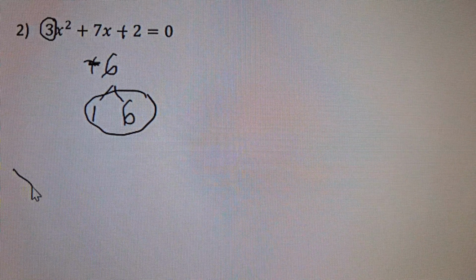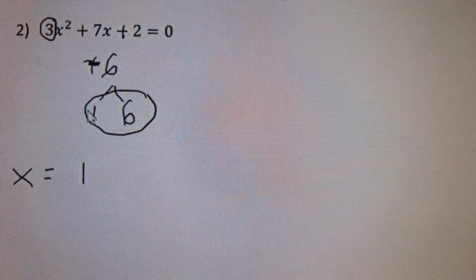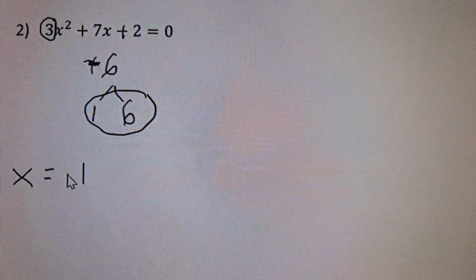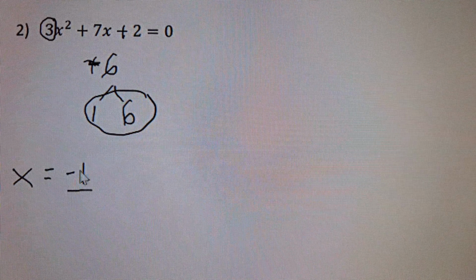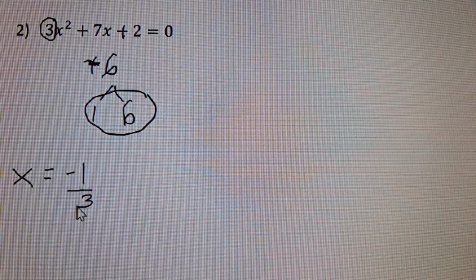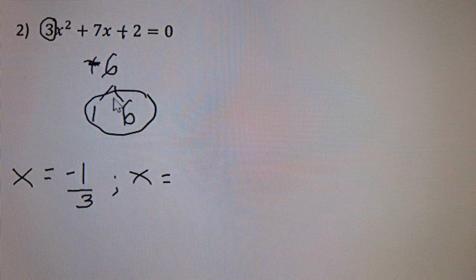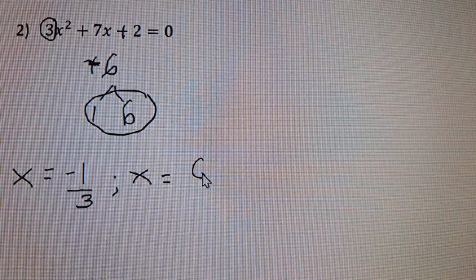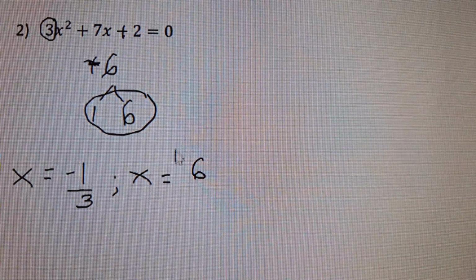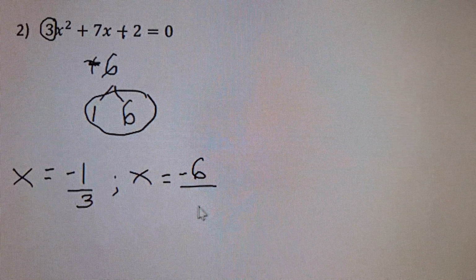Well, the solution would be then 1. But what did we say about the sign? It has to be opposite. If this one is positive, this one has to be negative. What else? We divide by the leading coefficient. The next solution is going to be equal to 6. What do we say about the sign? We change it from positive to negative. And we divide by also the leading coefficient.